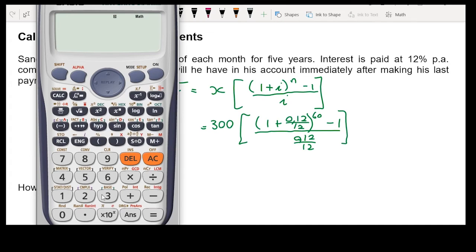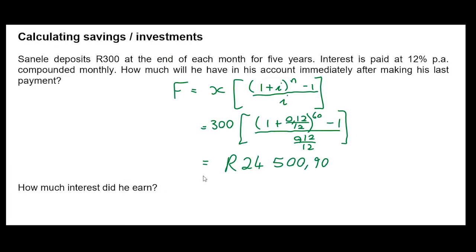Right, let's put all that into our calculator. I'm going to change the 0.12 over 12 to 0.01, and again on the bottom, 0.01. And we get 24,590 Rand and 90 cents. That's how much Nelly will have in the account immediately after making his last payment.